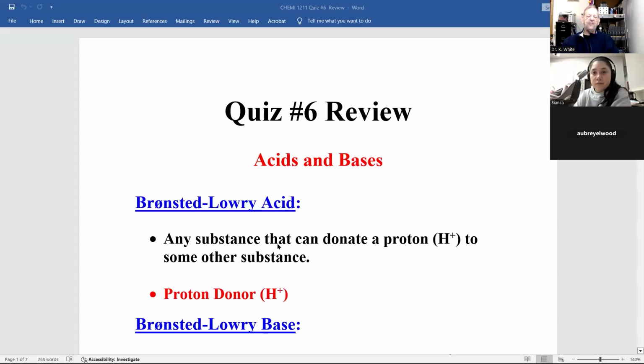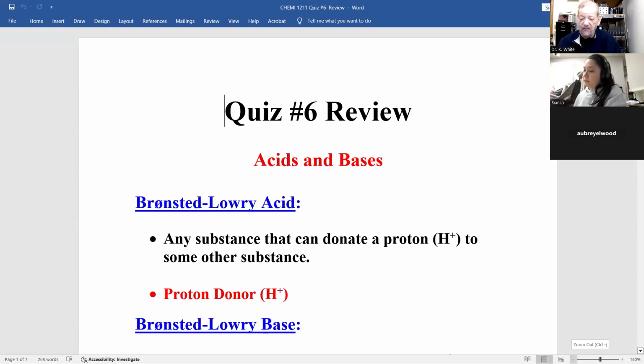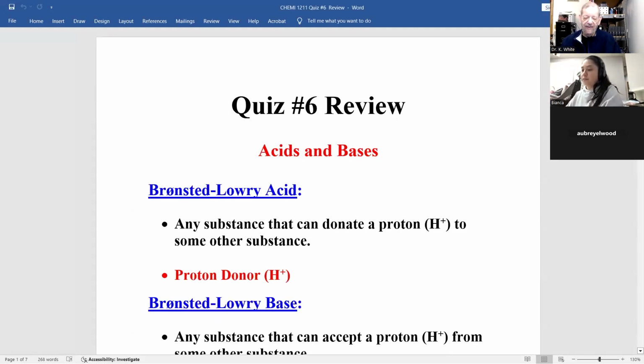All right, you'll see on your screen right now, Quiz 6 review. This is located, cleverly hidden, in the lecture section folder of Blackboard and called Chem 1211 Quiz number 6 review. I have it both as a Word file and as a PDF file.